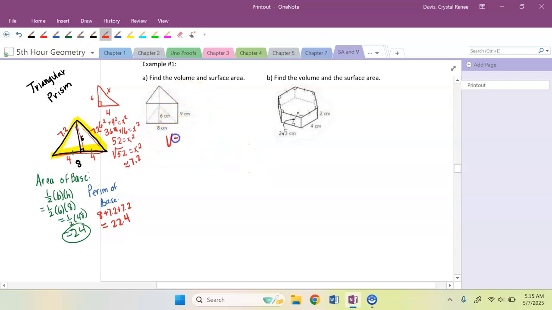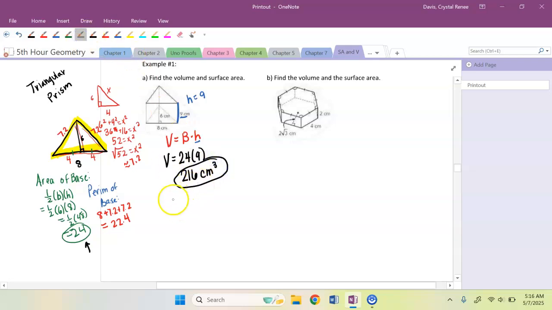So the volume, remember, is the area of the base times the height of the prism. Now remember the height of the prism is the distance between the two bases, which is right here. So my height in this case is 9. Well, the area of the base is 24, I've already found that. So my volume is just 24 times 9, which is 216. And don't forget we're in volume, so that would be centimeters cubed.